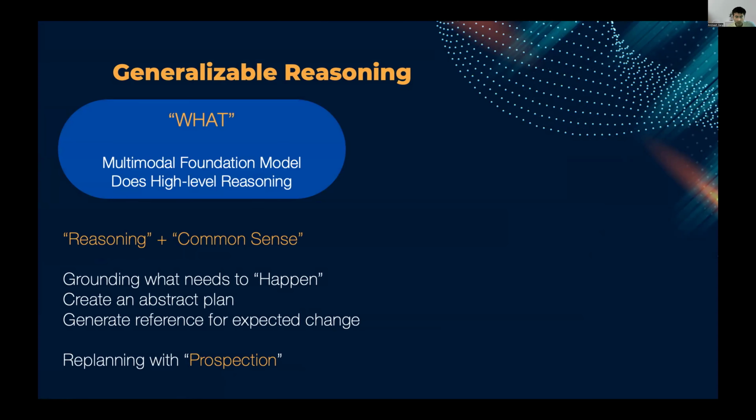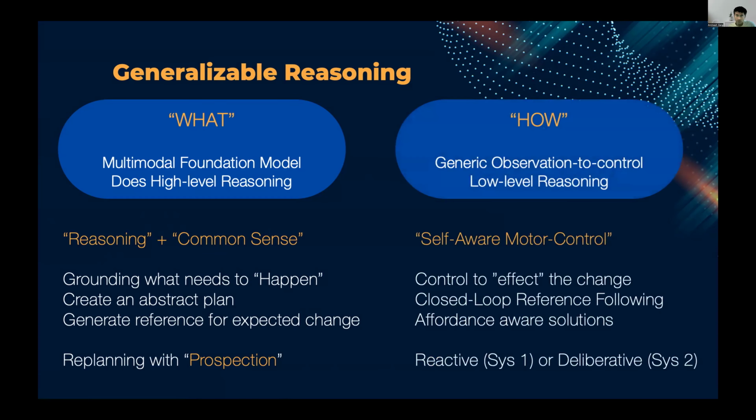You tell me, open the door. It can tell you what it means to open the door, the reasoning and the common sense, right? Effectively, they can ground the concept of what needs to happen. Maybe they can create an abstract plan, but really, they cannot create what you would call a solution for a robot. That happens with what you would call a different model. Let's call that a how model.